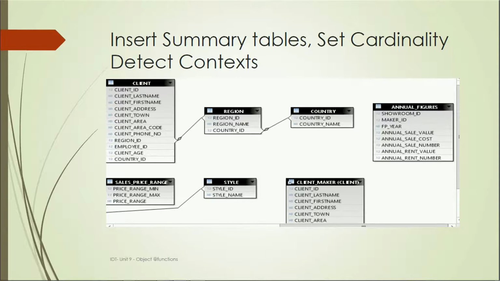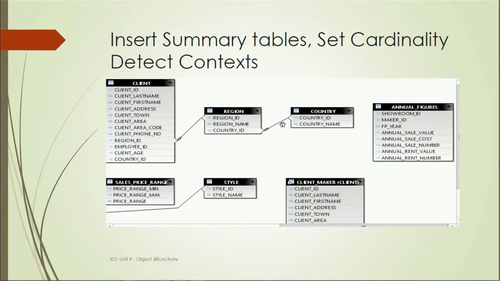The first step is inserting the summary table. Suppose this is a data foundation and annual figures is one of the summary tables. I inserted it, and we can have joins if there are other summary tables as well. We can join between them, and then we can set the cardinality and detect contexts as well.